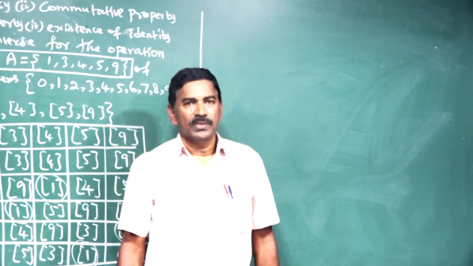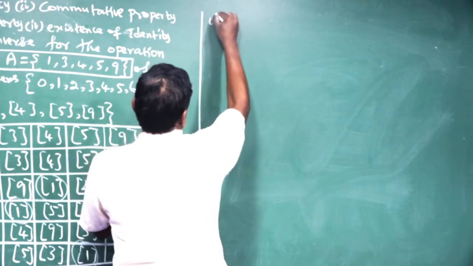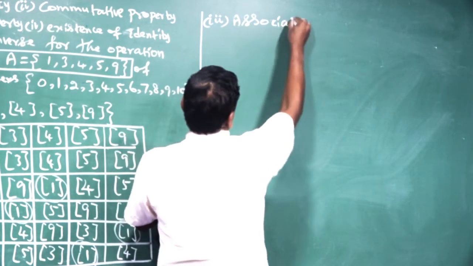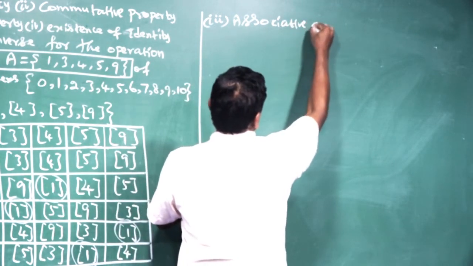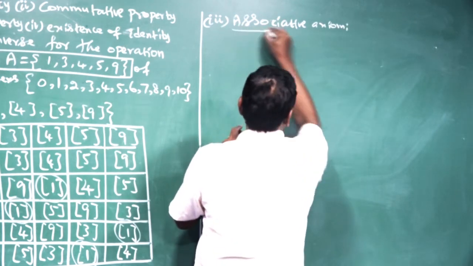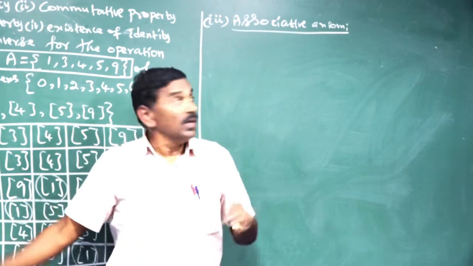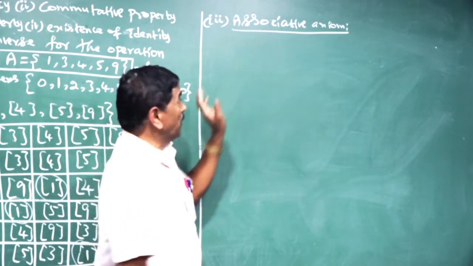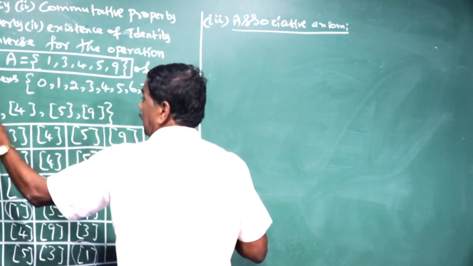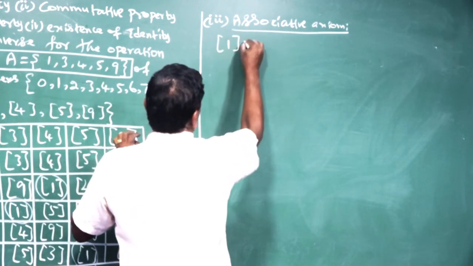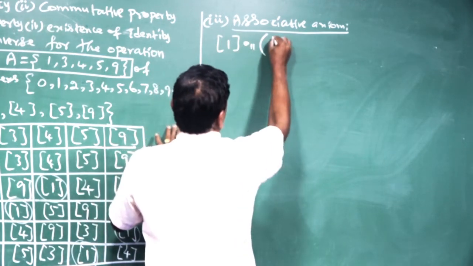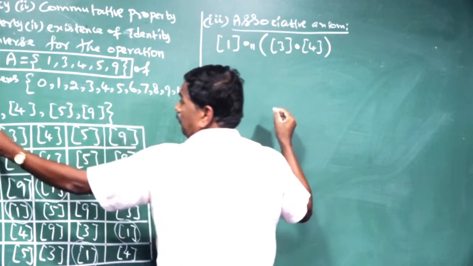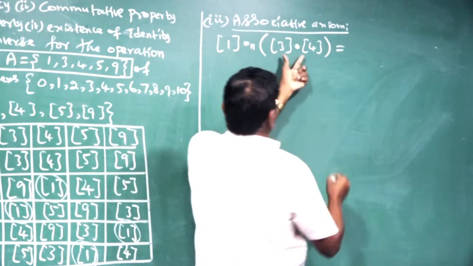Okay. Children listen. Now subdivision 3. Subdivision 3 is associative axiom, or associative property. Listen, from the table, multiplication modulo 11 is always associative. But if we want to give an example, let us take 3 elements, 1, 3, 4. 1 multiplication modulo 11 bracket 3 multiplication modulo 11, 4. We are taking 1, 3, 4, which is equal to, first complete the bracket answer.